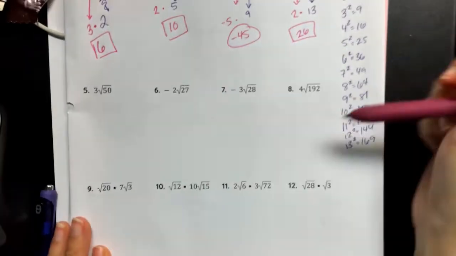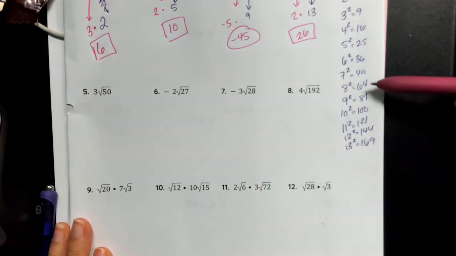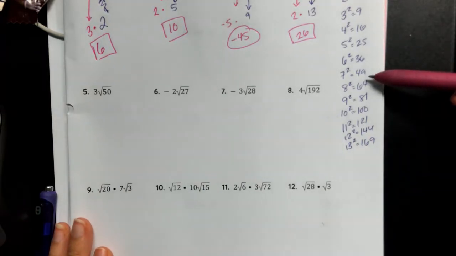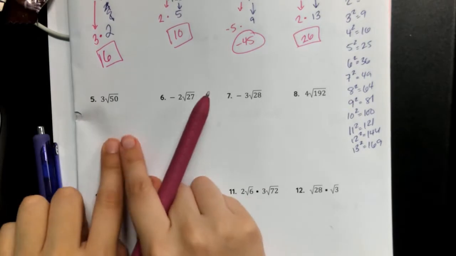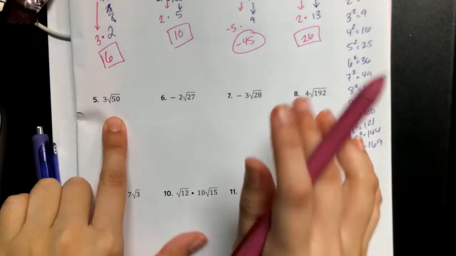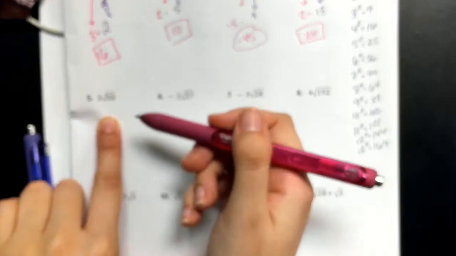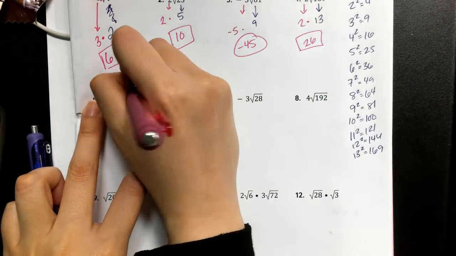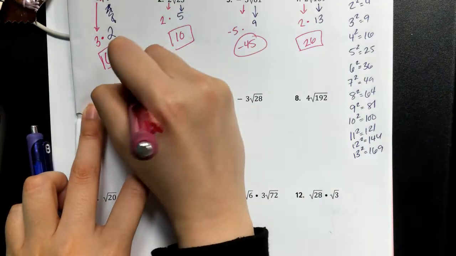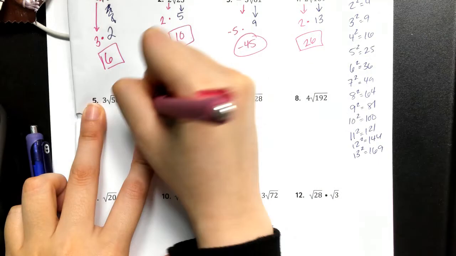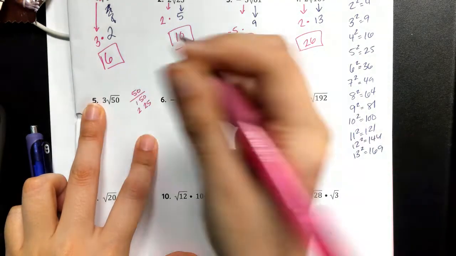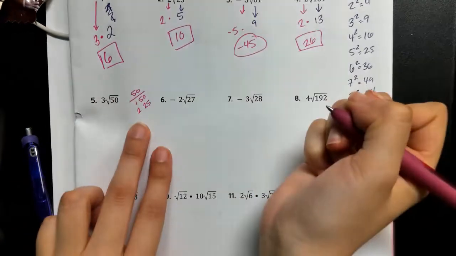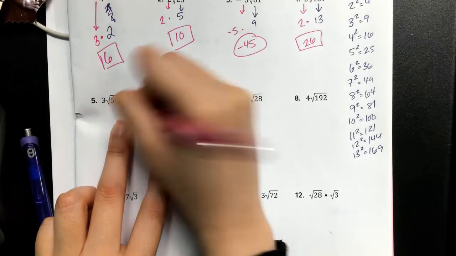For example, 50 is not on your list. It's close to 49, but not quite there. So remember from last class, what you want to do is factor it, and you want to factor it so that it has perfect squares. So if we think about 50, we have 1 times 50, 2 times 25, not 3, and we have 5 times 10.